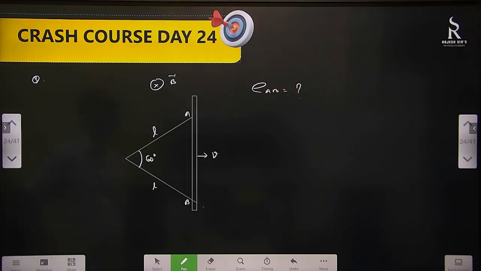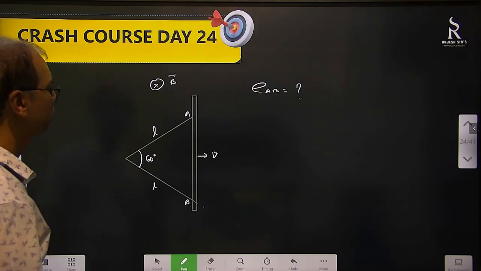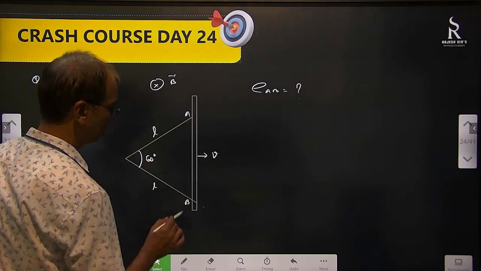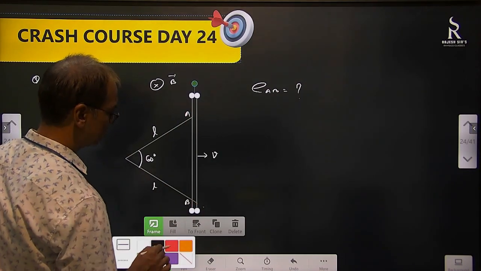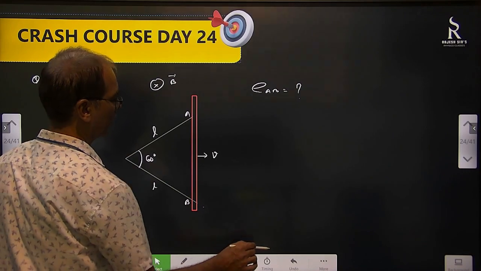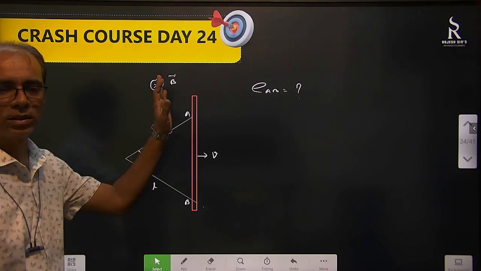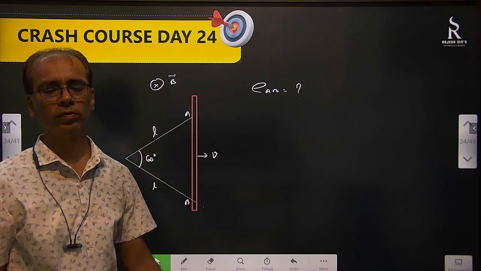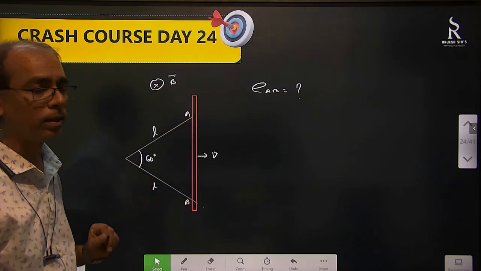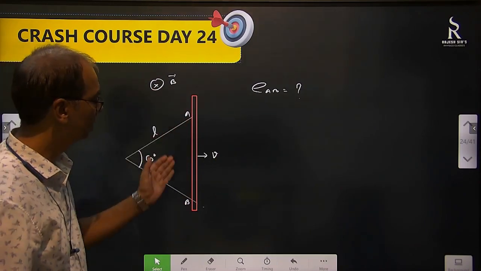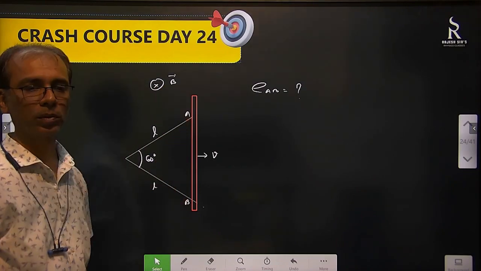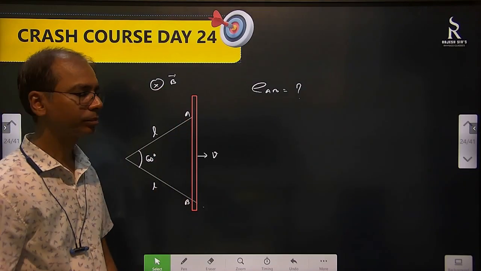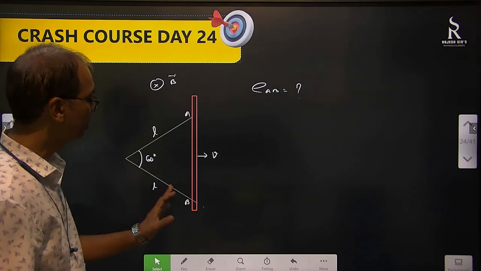Okay, one more question is there. Magnetic field is into the board and you have this frame, which is moving. This is basically a conductor which is moving with velocity v in a magnetic field B, and we have to find EMF induced across AB only, not across the full length. And the length of this AB section is also not given.